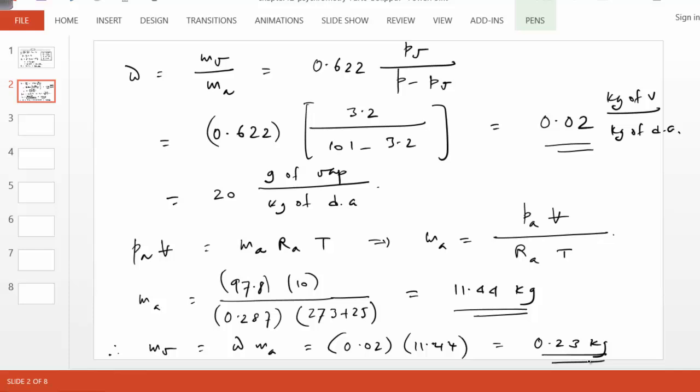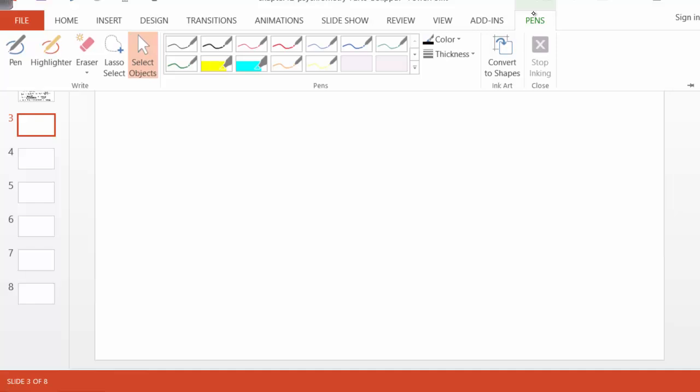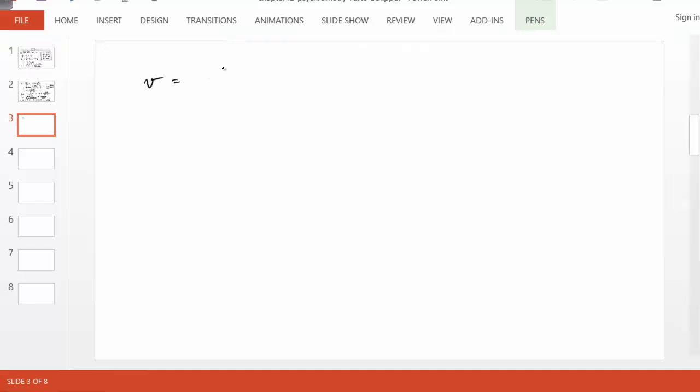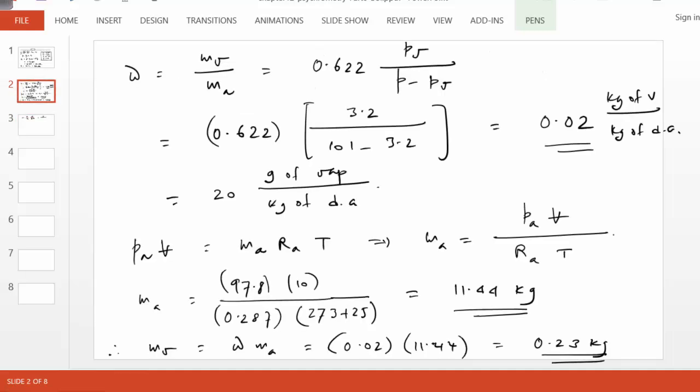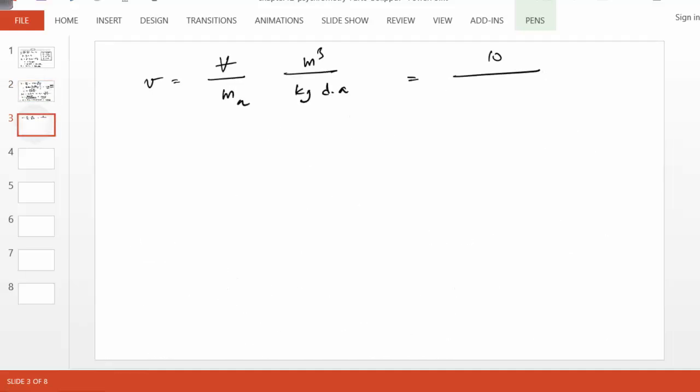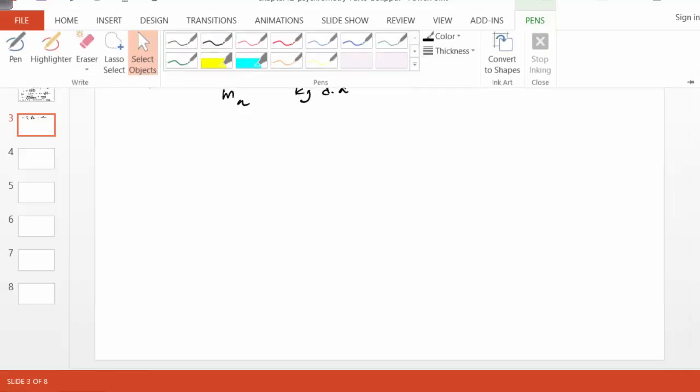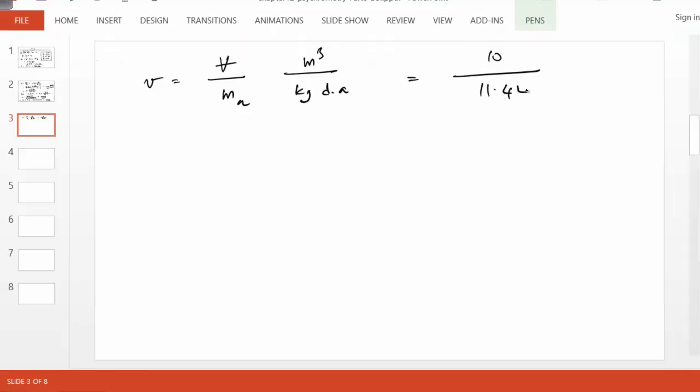So the specific volume is quite simple because we know the volume of the tank. Recall that specific volume is defined as volume per unit mass of dry air, meter cube per kg of dry air. Volume is known, given in this problem, 10 meter cube, and mass of dry air we just calculated to be 11.44, and that gives us specific volume to be about 0.874 meter cube per kg of dry air.